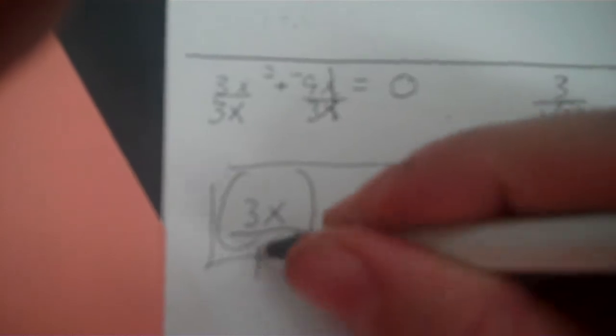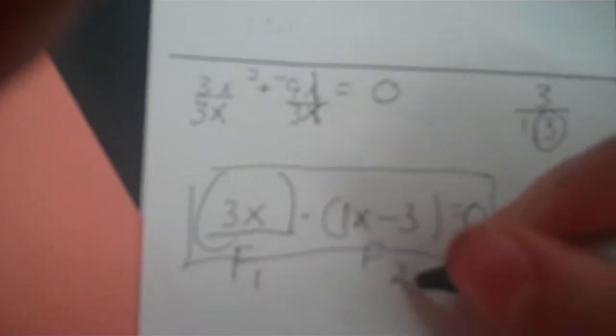3 divided by 3 is 1. 1x. Negative 9 divided by 3 is negative 3. So write minus 3. Those cancel. Okay. So that's factor 1 and that's factor 2. So 3x can equal 0, or 1x minus 3 can equal 0.